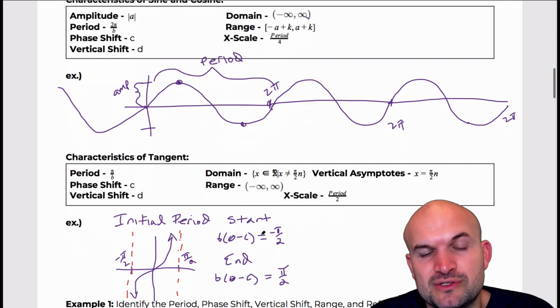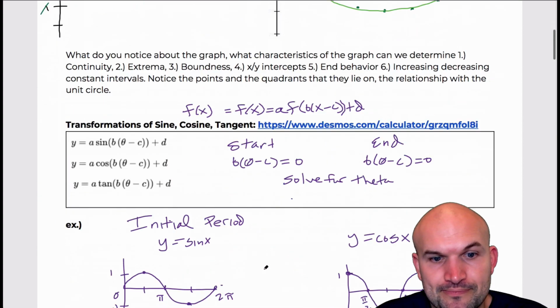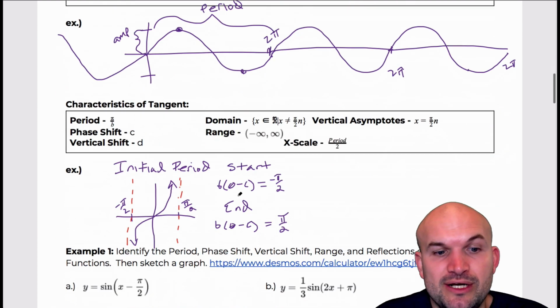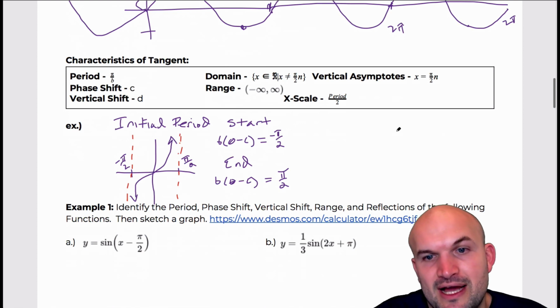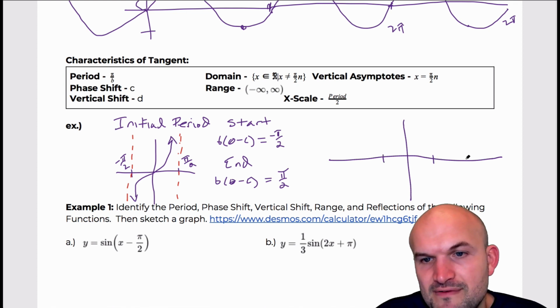So that's why we're going to use, instead of the start and the end being at 0 and 2 pi, like I did before, right? Now you can see the start and end of the initial period is at negative pi halves and pi halves. And again, let's expand on this. Let's do just a couple periods in both directions. So that'd be negative pi halves, pi halves.